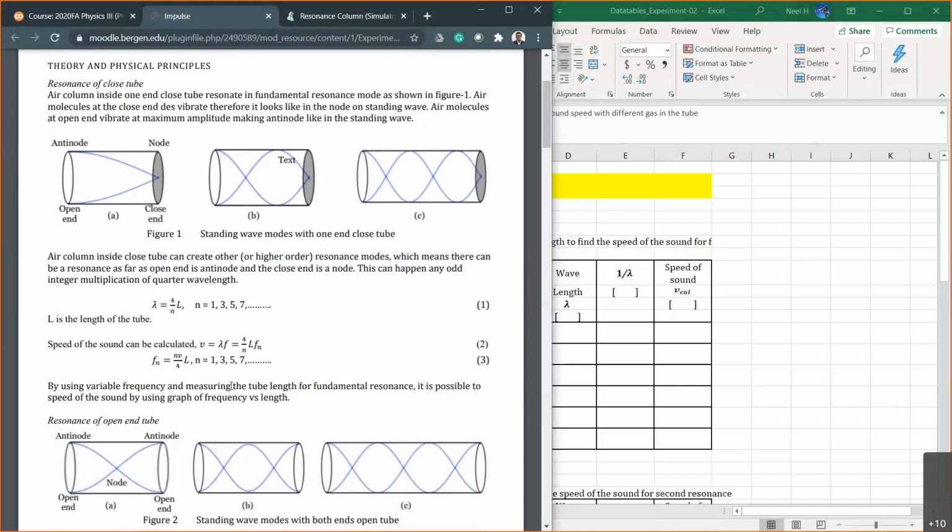Okay. Then which means the standard wave equation, I can always use the speed equation, right? Wave speed is v equals lambda f. If I combine this equation with this one, lambda is 4L over n times fn, and v is actually the speed of the sound.